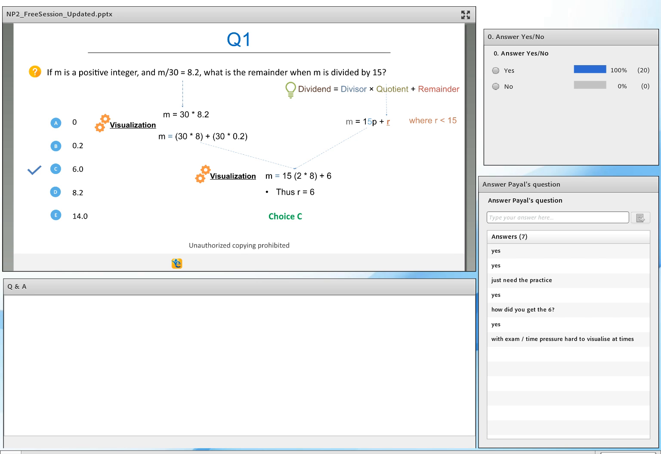I was waiting for someone to make a comment about the time pressure. You're absolutely right. Under time pressure, it is hard to visualize at times, but that happens only if you haven't prepared in the right manner, only if while learning the concepts, you haven't built those process skills. Keep in mind what the end goal is. You need to be able to solve those 700 level questions, and it is not possible without building these process skills.